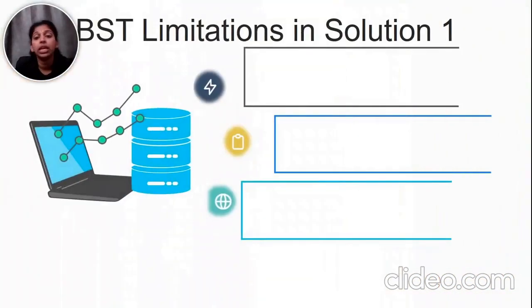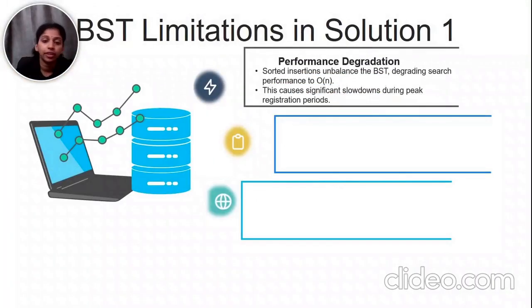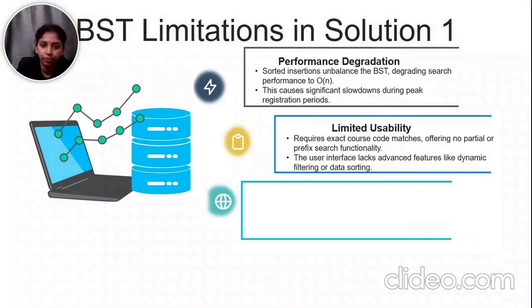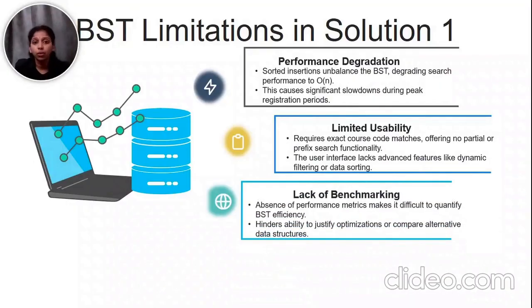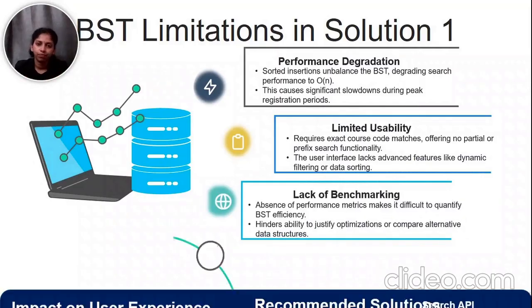Now, the BST limitations in solution 1. Although BST improves our performance, it also has limitations. If the courses are inserted in sorted order, the BST can become unbalanced and behave like a linked list. In that case, the search operation degrades to O(n). Also, BST requires exact course code matching. Students cannot search using partial course codes or keywords.